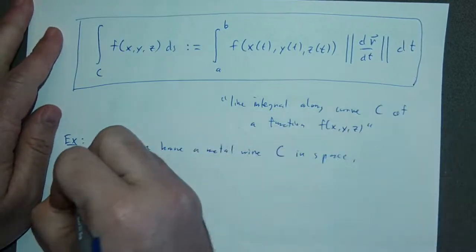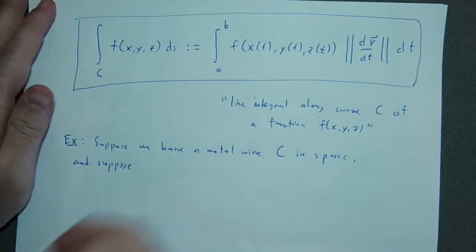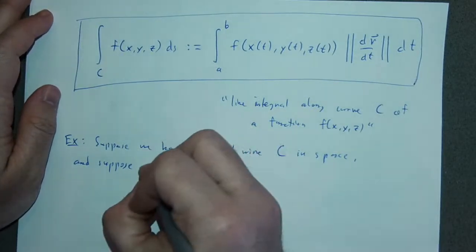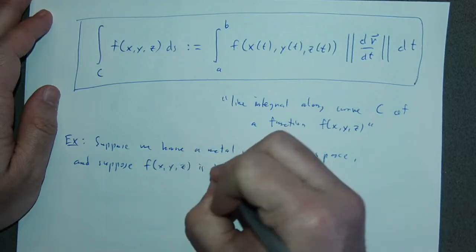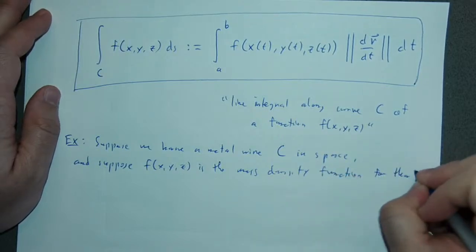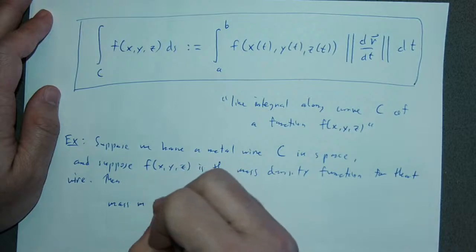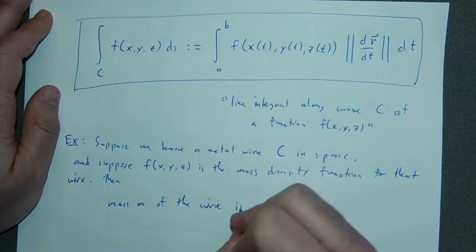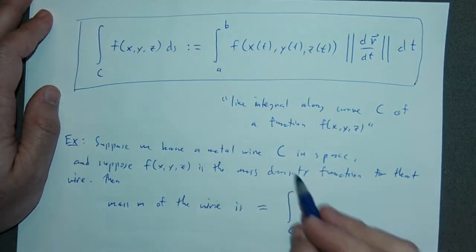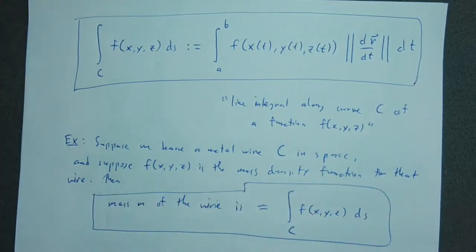And suppose this metal wire is not necessarily uniform, but I have this metal wire C in space, and I have the mass density function for that wire. So let's suppose that f of xyz is the mass density function for that wire. Then the mass m of the wire is equal to the line integral over C of the mass density function of the wire. Okay, so this is one application. This isn't the only physical thing that you can ascribe to it, but this is probably the most straightforward one.